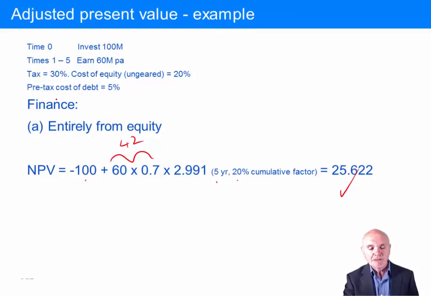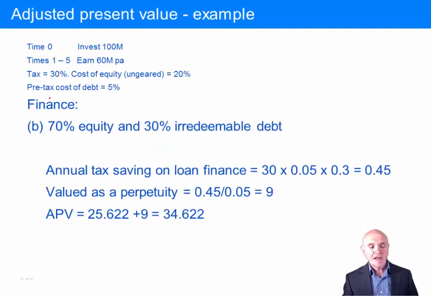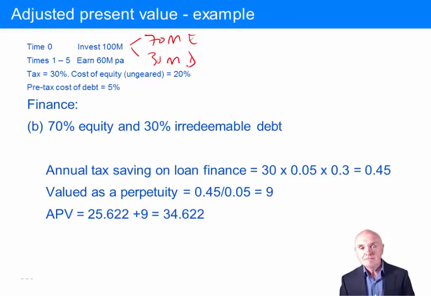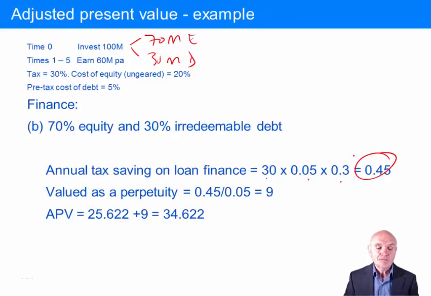So this was the base project, as it's sometimes called, as it was all equity. The second stage here is looking at what is the value of what's sometimes called the tax shield, being let off the tax on the interest really here. So the annual tax saving on the loan finance. So here we are dealing with 30% irredeemable debt, so this is going to be splitting into 70 million of equity and 30 million of debt. We should be paying 5% on 30 million, but we're getting tax relief in perpetuity of 0.45 million per annum. It's like the government handing you back 0.45 million per annum in subsidies. Valued as a perpetuity at the pre-tax cost of debt.